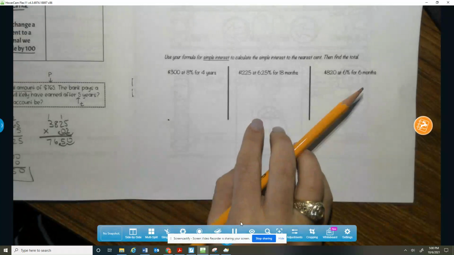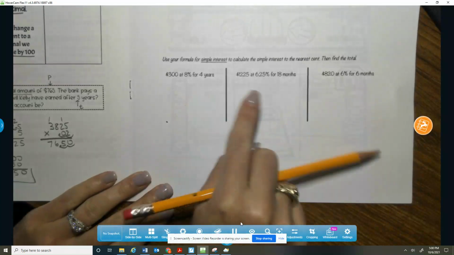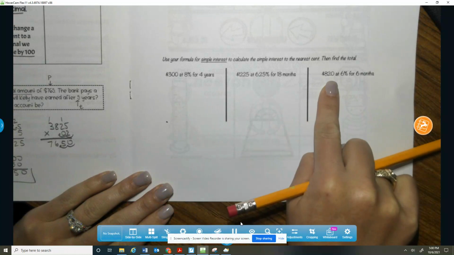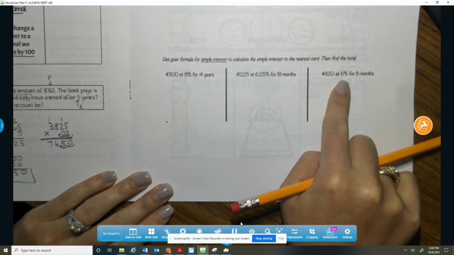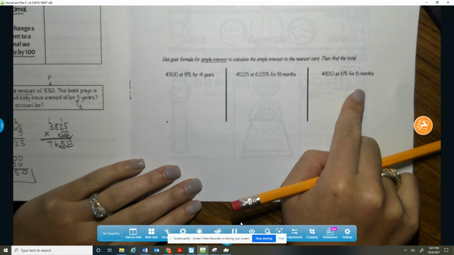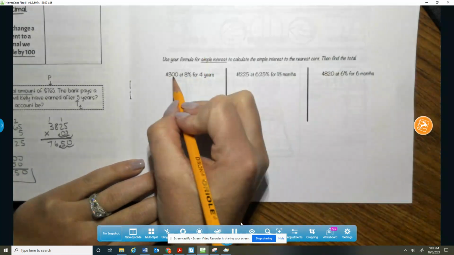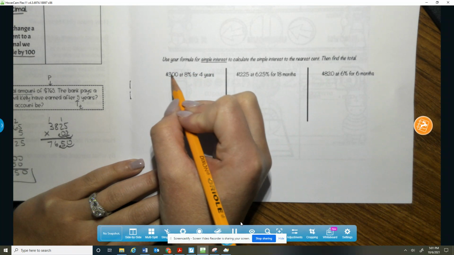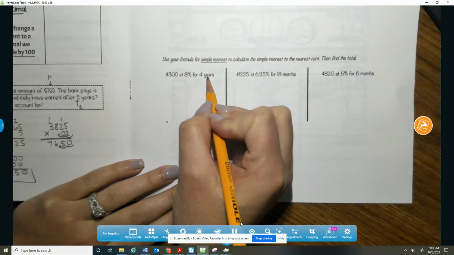All right, so let's do a few more examples together. We're going to do these two together, and then I want you to try this one on your own, and then we will pause the video, and you will go back to check to see if that is correct of what you solved. So this one says that we're either borrowing or saving money, $300 at 8% for 4 years.